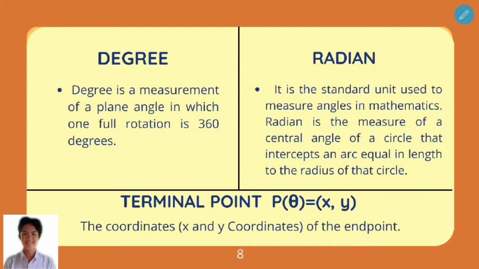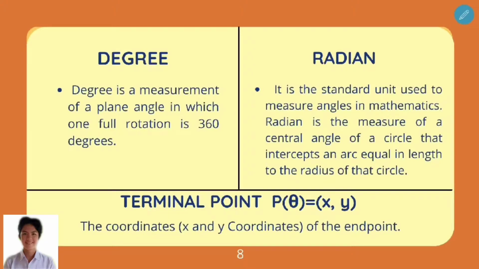Second is radian. It is a unit of measure for angles that is based on the radius of a circle. It is the measure of the central angle of a circle that intercepts an arc equal in length to the radius of that circle. We commonly see radian associated with the symbol pi. Both the degree and radian are units to measure an angle.